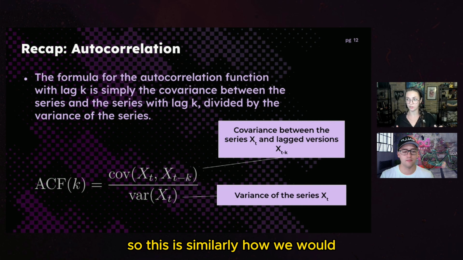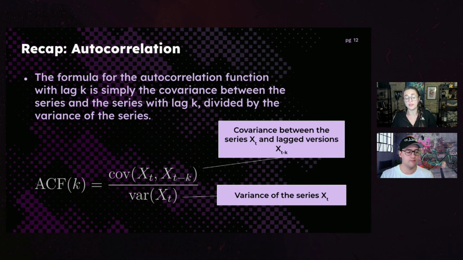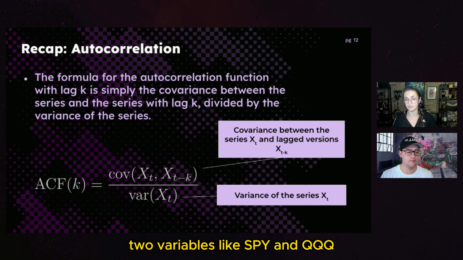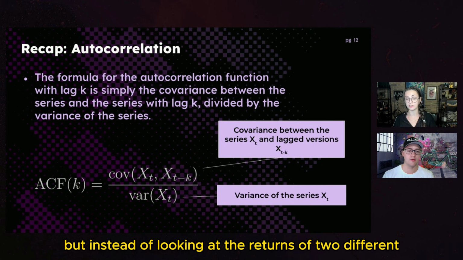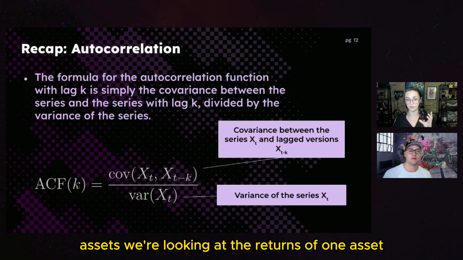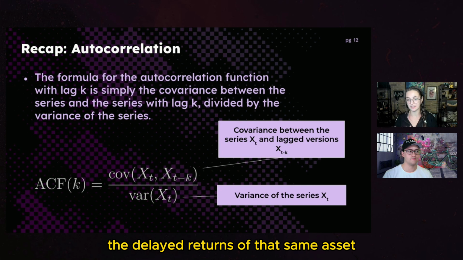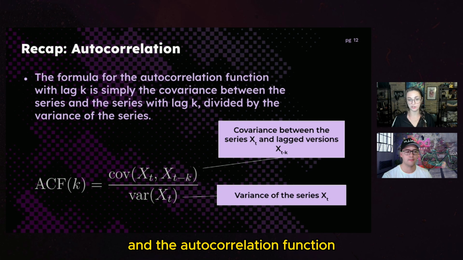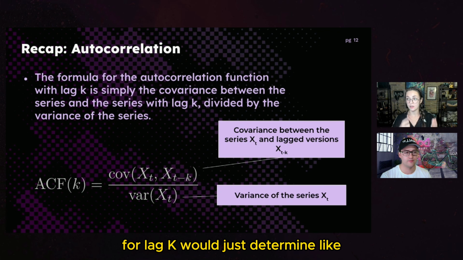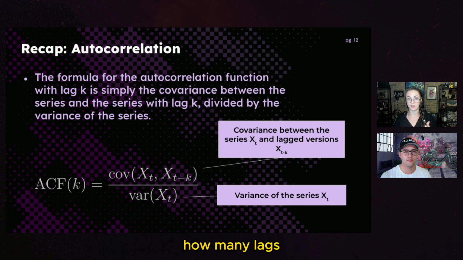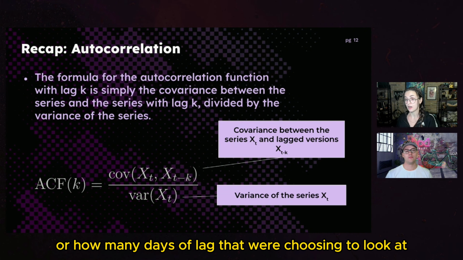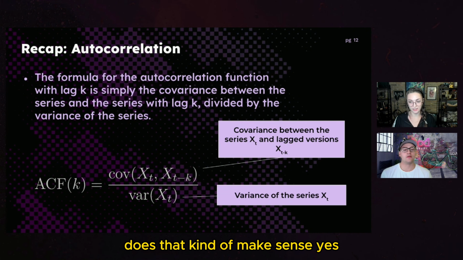This is similar to how we would calculate the correlation between two variables, like SPY and QQQ, for example, how correlated the returns are. It's a similar calculation, but instead of looking at the returns of two different assets, we're looking at the returns of one asset and the delayed returns of that same asset. And the autocorrelation function for lag k would just determine how many lags, or how many days of lag, we're choosing to look at. Does that make sense?